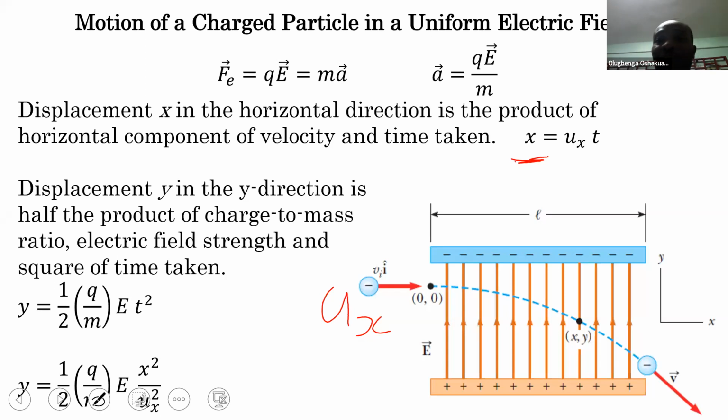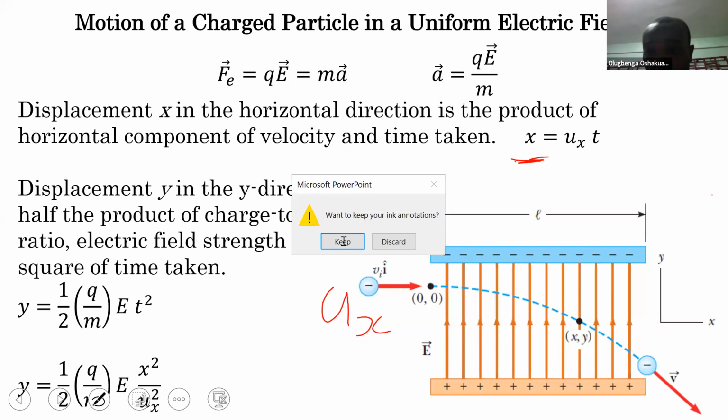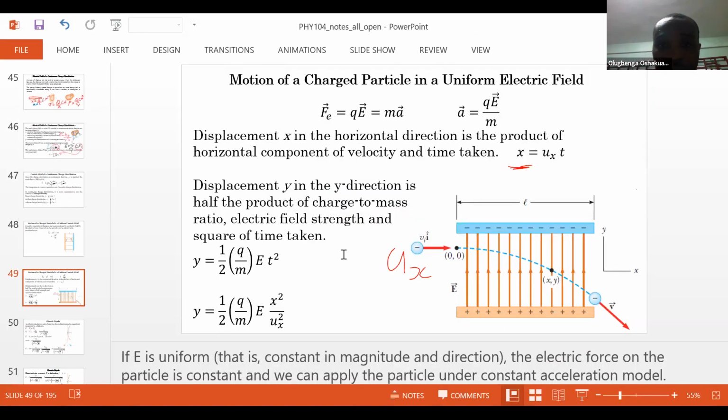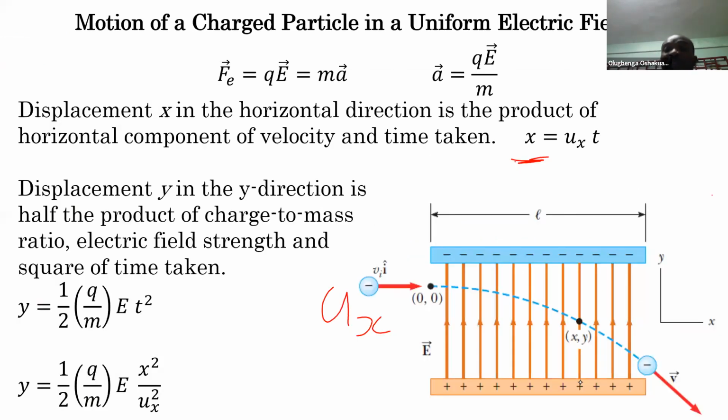Because of the presence of the electric field, the negatively charged body will begin to move downwards. So that is the origin of this curved path. Because of the presence of the electric field, you can see that it is curved in this direction.